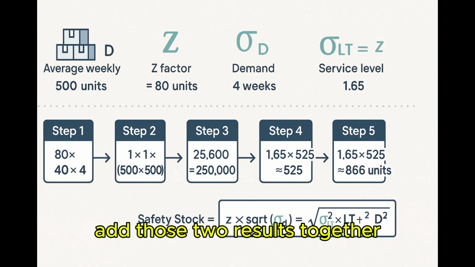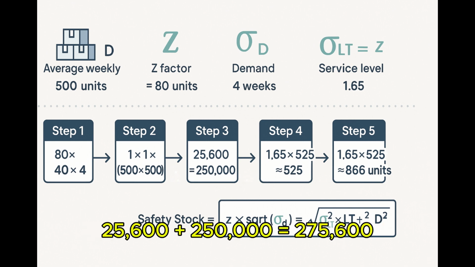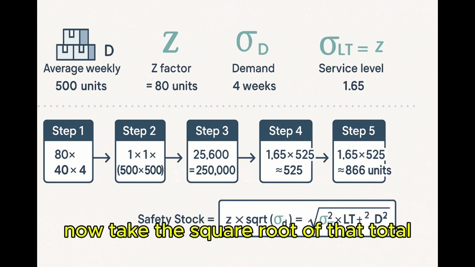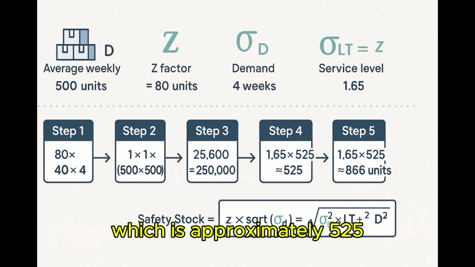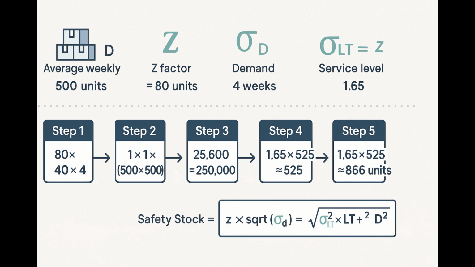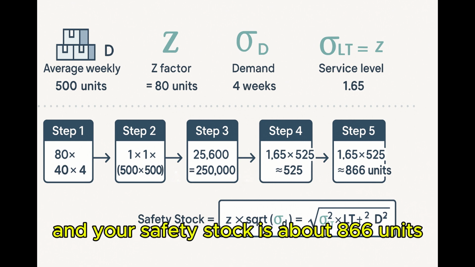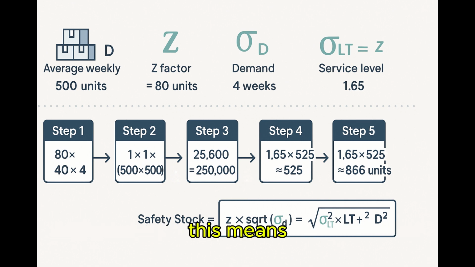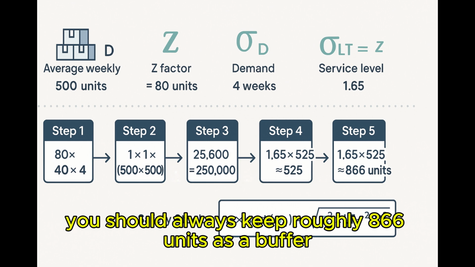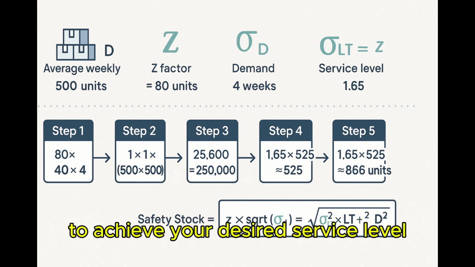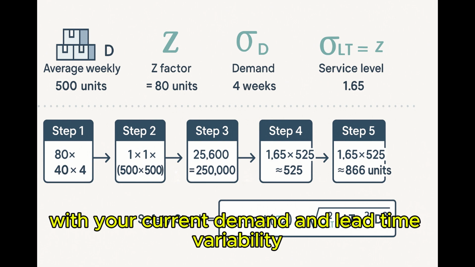Add those two results together. 25,600 plus 250,000 equals 275,600. Now take the square root of that total, which is approximately 525. Finally, multiply by the z-value of 1.65, and your safety stock is about 866 units. This means you should always keep roughly 866 units as a buffer to achieve your desired service level with your current demand and lead time variability.